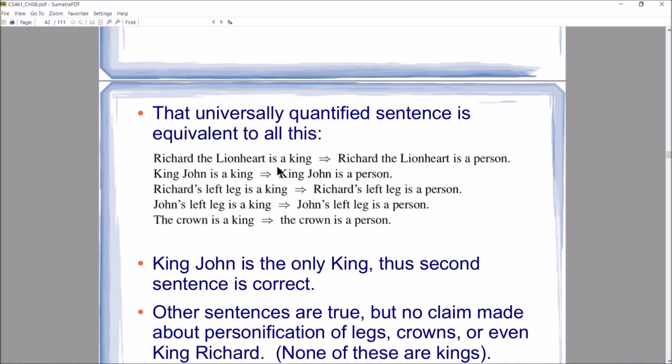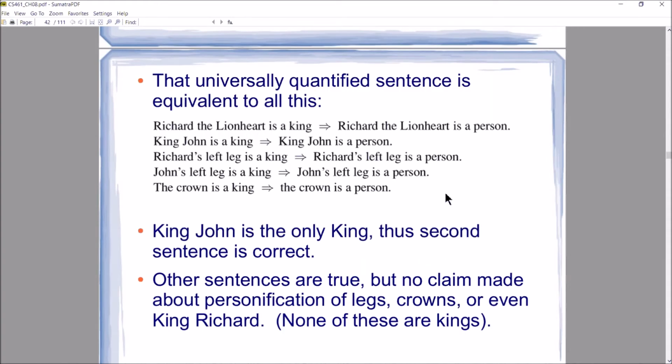Now, Richard the Lionheart is king? No, not in our model we looked at. Not in that interpretation. Richard's left leg? Nope, that's not king. John's left leg? Nope. Crown? Nope. Only King John was the king. So the second sentence is correct.